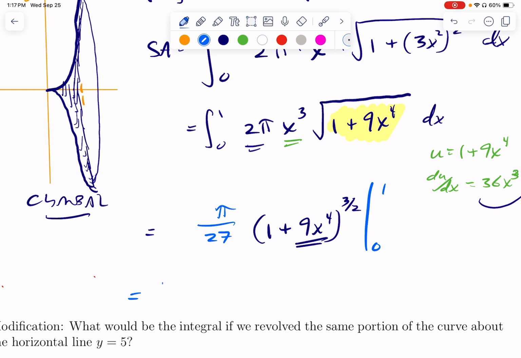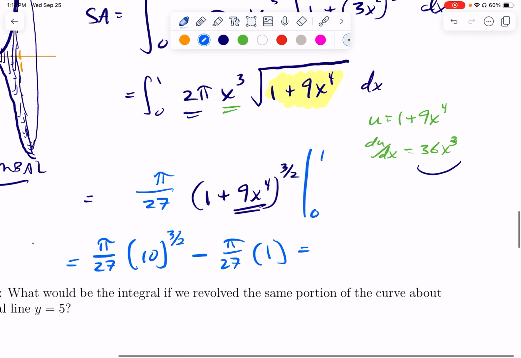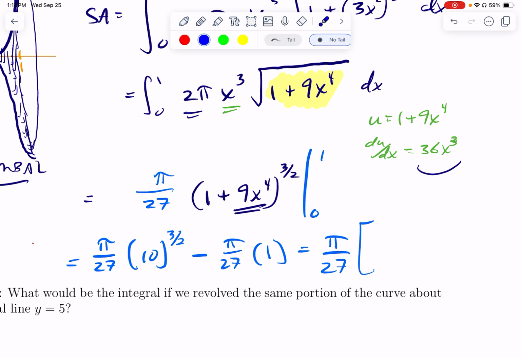So if I plug in 1, I get pi over 27 times 1 plus 9 times 1 to the fourth is just 10. And if I plug in 0, this is 1 plus 0 raised to the 3/2 is just 1. So what we have here is pi over 27 times 10 to the 3/2, which we might write as 10 root 10, minus 1.